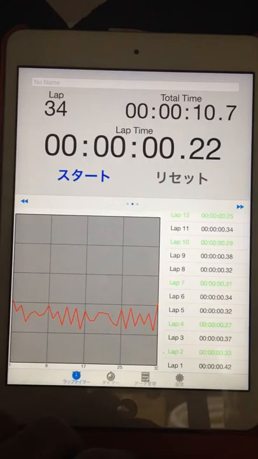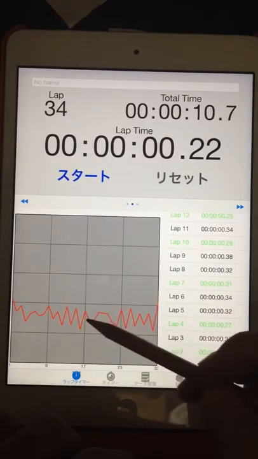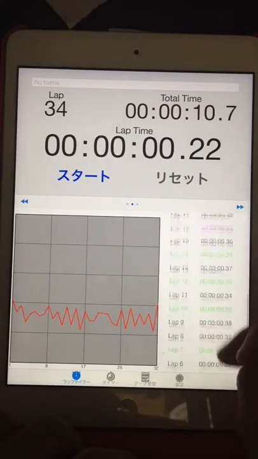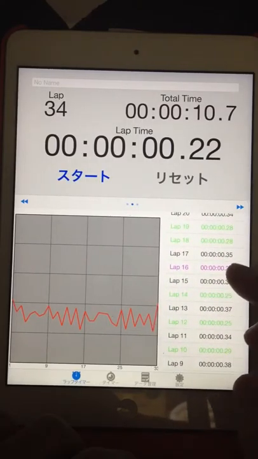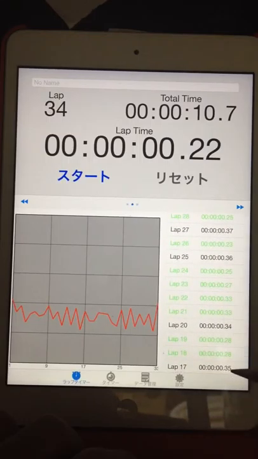minus 3%. Reverse bounce, and 1 front back, second bar, third bar.